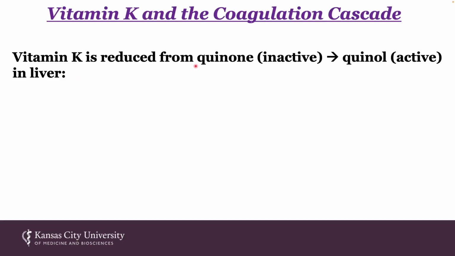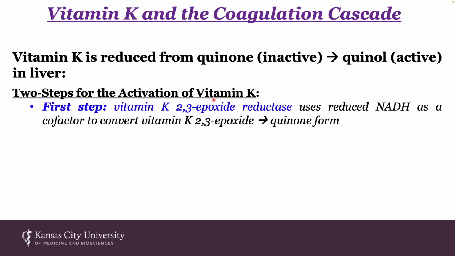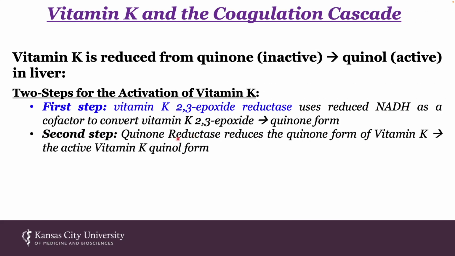Let's dig a little deeper into vitamin K and the coagulation cascade. Vitamin K is reduced from the quinone, or the inactive form, to the quinol, or the active form, in the liver. There are two steps for the activation of vitamin K. The first step occurs through vitamin K 2,3 epoxide reductase and uses reduced NADH as a cofactor to convert the 2,3 epoxide to the quinone form. In the second step, the quinone reductase reduces the quinone form to the active quinol form.